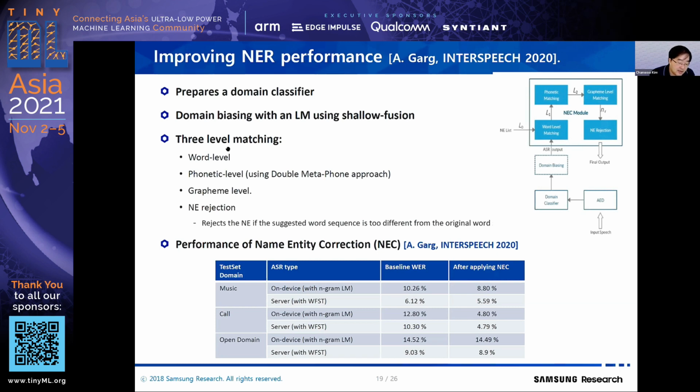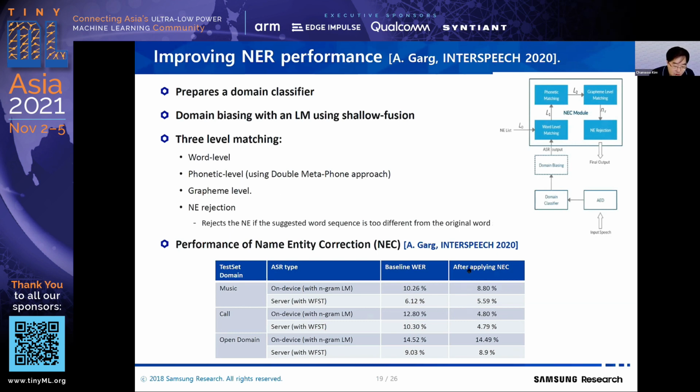Instead of using this approach, we could first start with the grapheme level approach. But in that case, because in the named entity list there are so many words, it requires a lot of search space, so the computational cost might be too large. By using this kind of hierarchical approach, we can reduce the computational cost while achieving good performance.